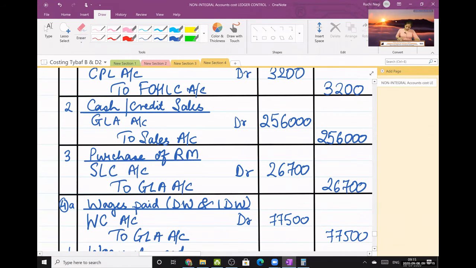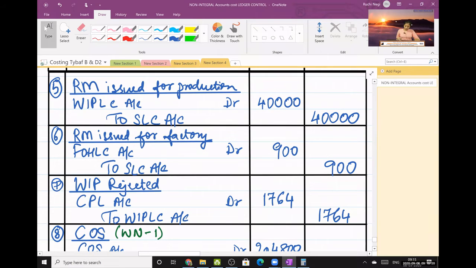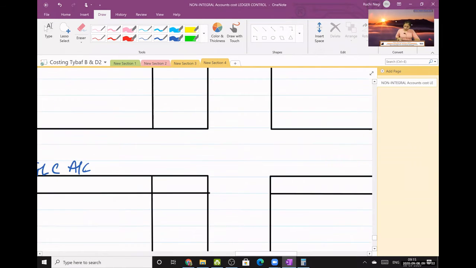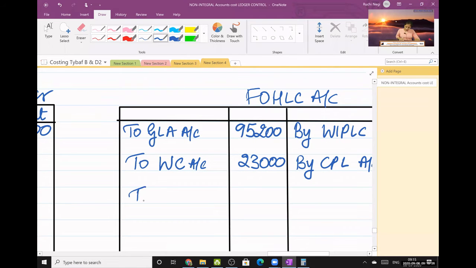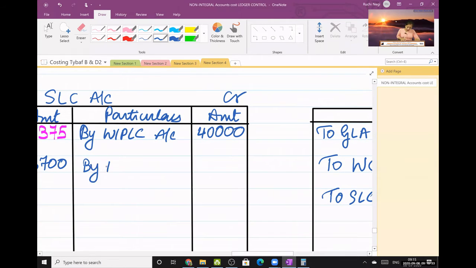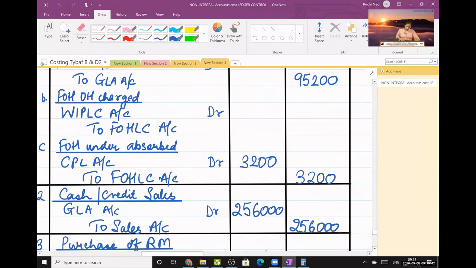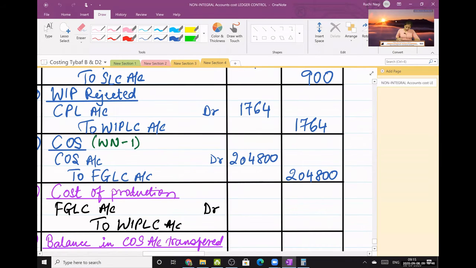Next, raw material issued for factory FOH to SLC. So take it to factory. First effect FOH to SLC, 900. Second effect, take it to SLC on the credit side by FOH. Okay, next. This is also done.